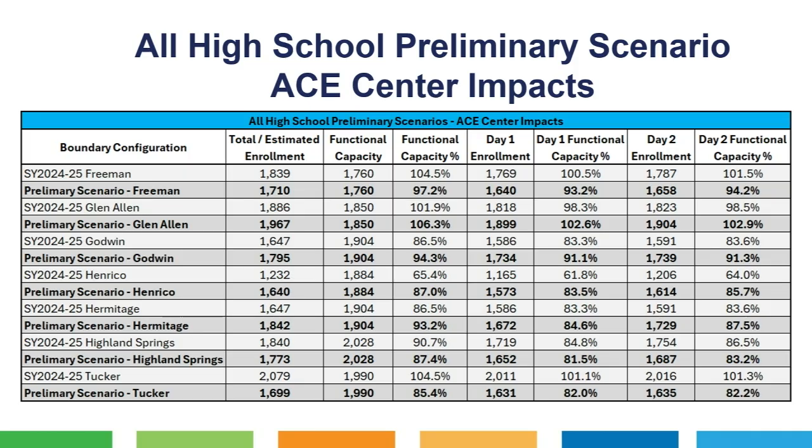And for the board's convenience, here's a chart displaying day 1 and day 2 estimated functional capacities for all 7 potentially impacted high schools. Again, please note that Godwin and Hermitage will differ from previously shown slides, as they are impacted by 2 scenarios each.